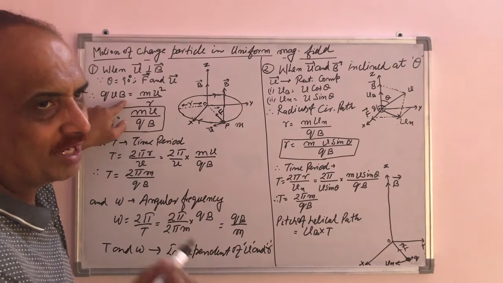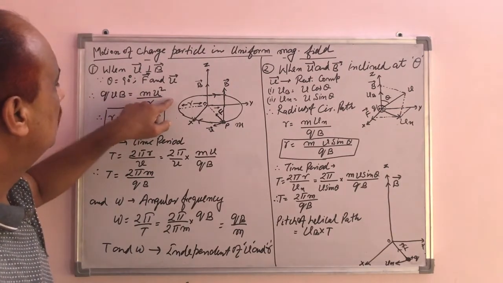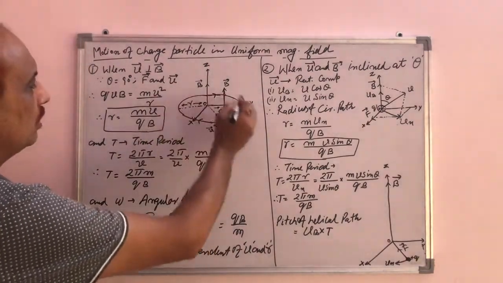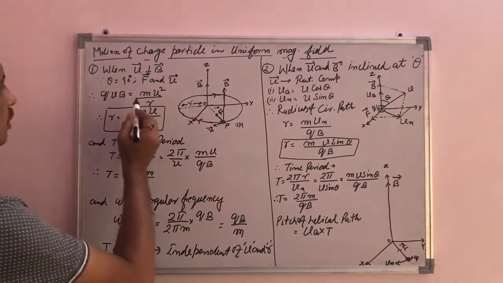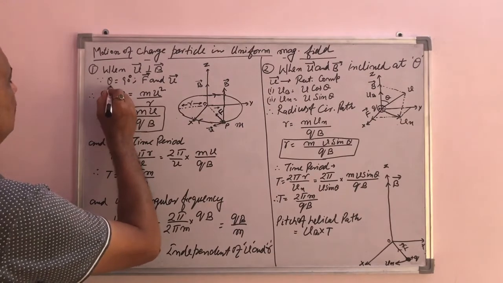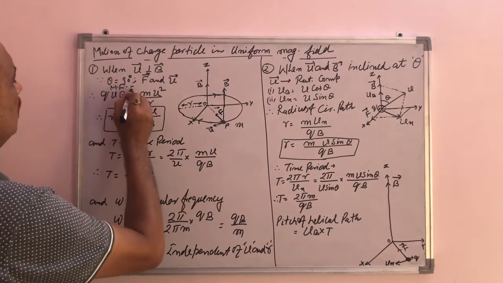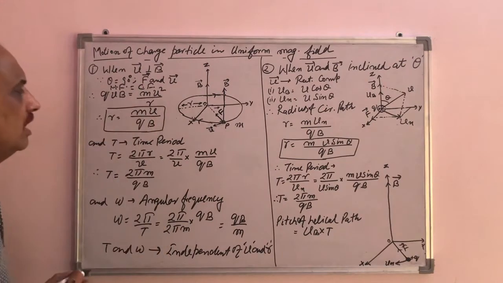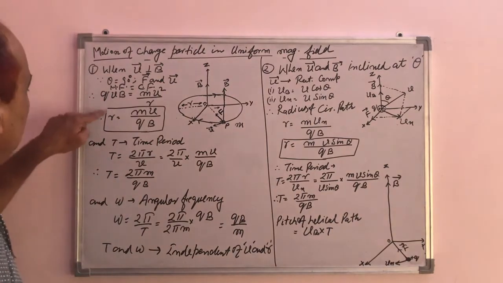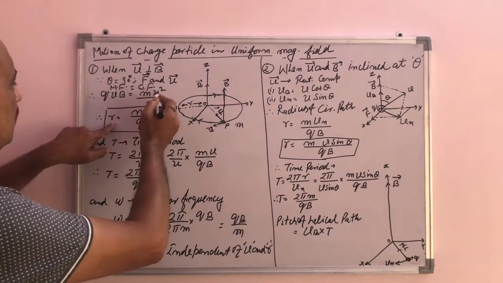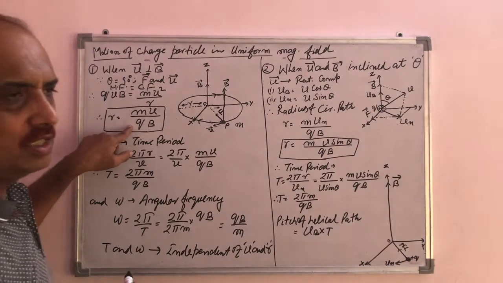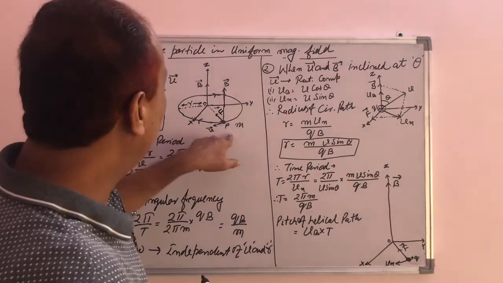This force provides the centripetal force to the charged particle when it moves along a circular path, which is equal to mv square upon r. So the magnetic force equals the centripetal force, and in that condition QVB equals mv square upon r. From this equation we can find the value of r; v cancels with v, so r equals mv upon qB. This is equation number 1, the radius of the circular path acquired by the charged particle.